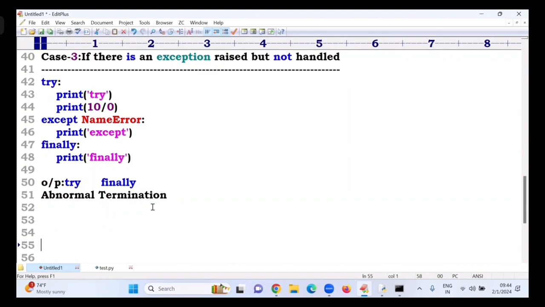So the finally block will be executed irrespective of exception. Anytime it will be executed, in all the cases: exception is raised, not raised, handled or not handled.